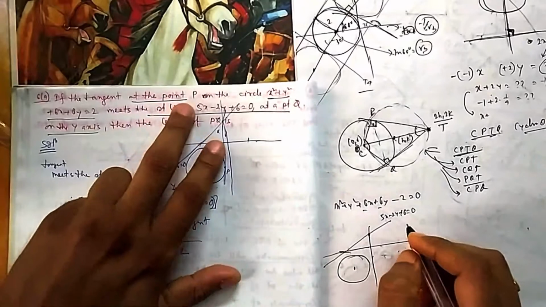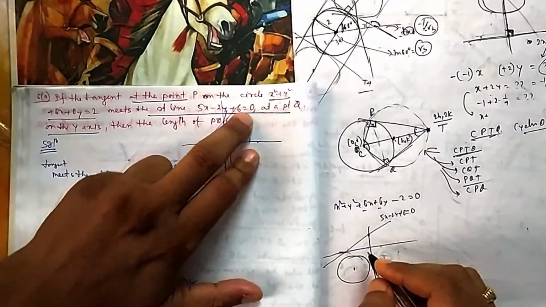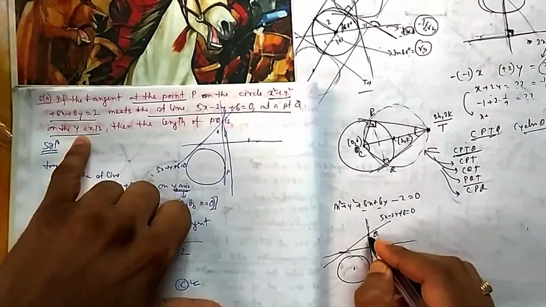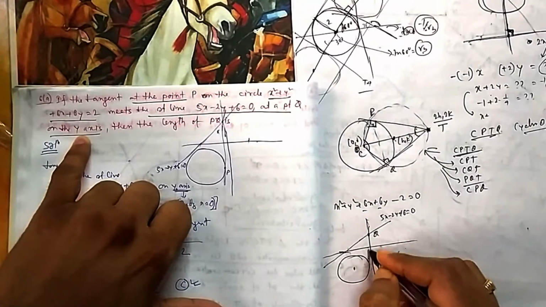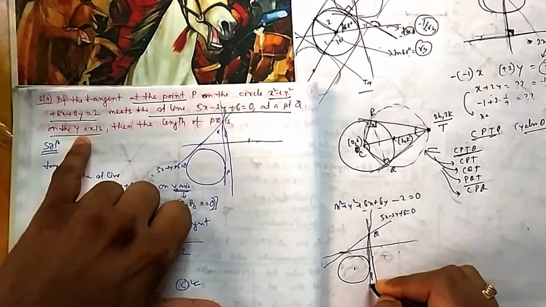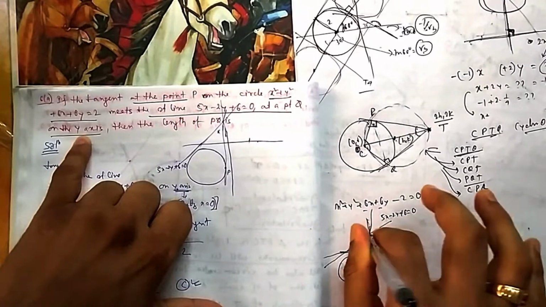So they ask you the tangent at the point P on the circle; this meets the straight line at point Q. So this straight line meets the y-axis at Q. So this is the point on the y-axis where it meets. So another line from here, if you draw a tangent, it should pass through this point. So this is the point P. From point P a tangent is drawn which meets the line at the y-axis. So at this point it meets.